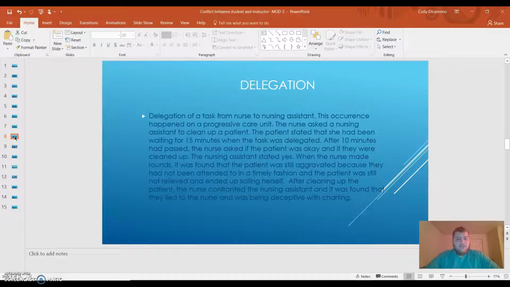After cleaning up the patient, the nurse confronted the nursing assistant and found that they had lied to the nurse and were being deceptive in their charting. So in other words, they were charting that they were taking care of patients, providing pericare, changing sheets, and at the end of the day, they were not.